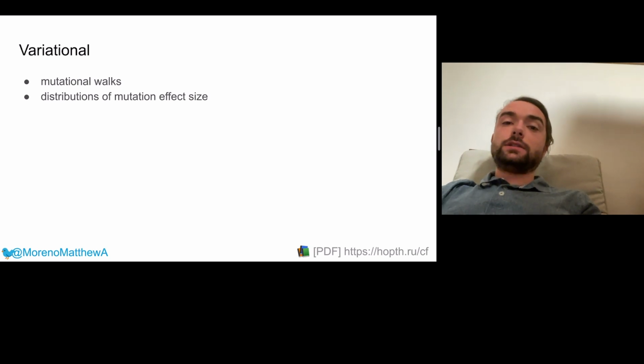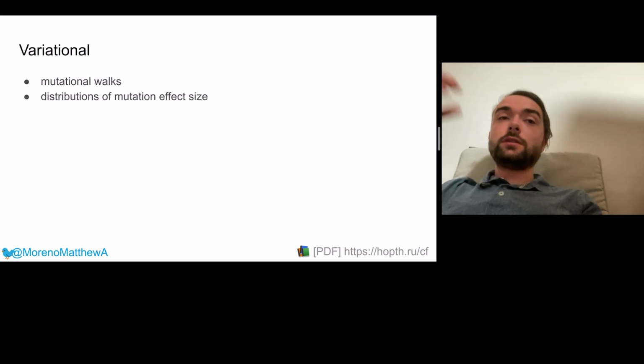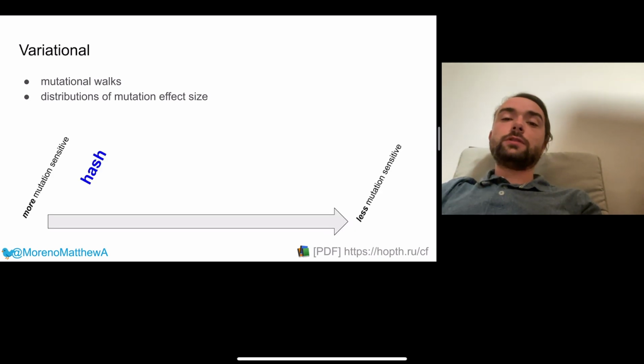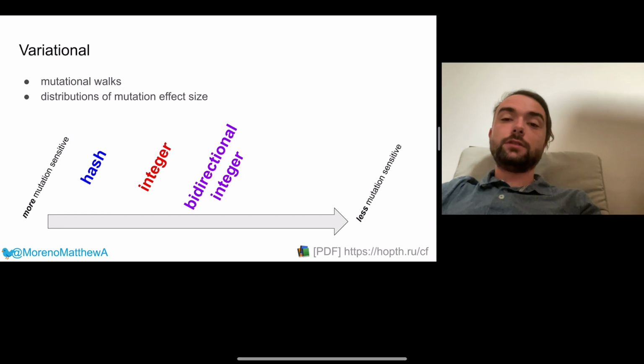Next, we looked at the effects of the tag matching metrics on mutation. We used bitwise mutation, performed mutational walks, and looked at the distribution of mutational effect sizes under the different metrics. We found that the hash metric, as you would expect, is the most mutationally sensitive because any bit flip completely scrambles all of the tag affinities.